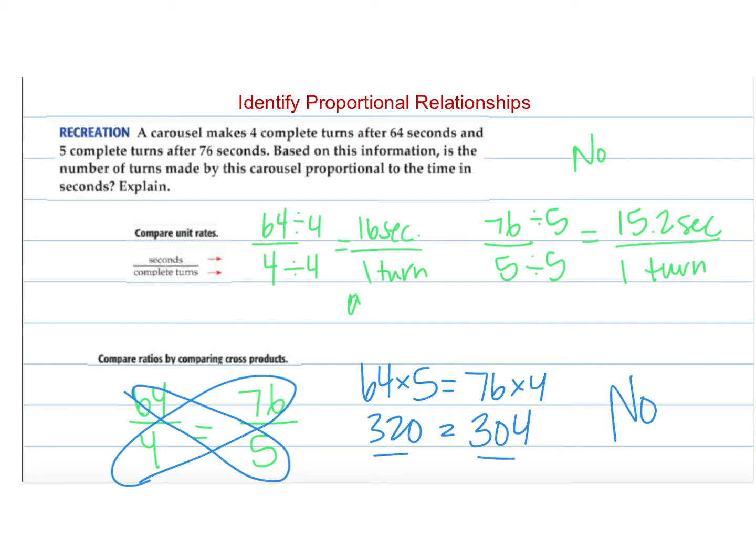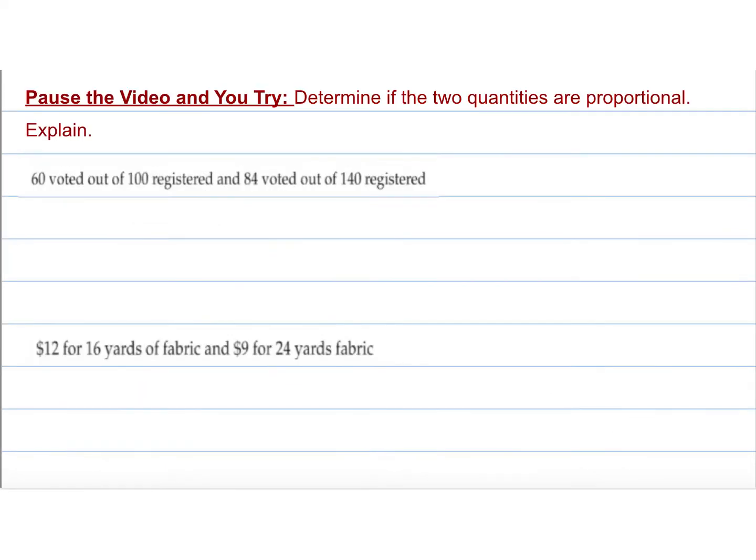So you decide which method you prefer. Do you like finding the unit rates and comparing those, or do you prefer to use the cross products? It's up to you. Here's where I would like you to pause and try these on your own, determining if the two quantities are proportional. Once you have tried them on your own, watch the rest of the way through this slide to see if you have done them correctly.